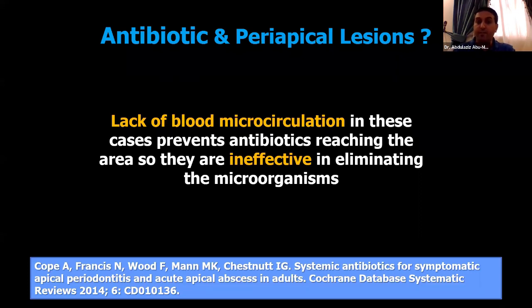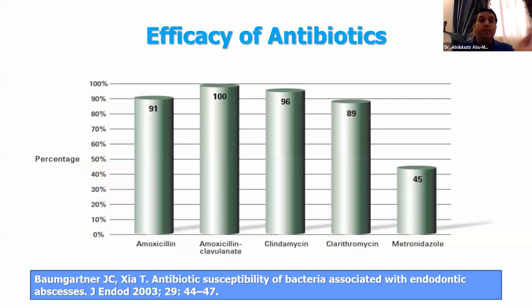This is a study by Baumgartner of many of the antibiotics used, specifically antibiotics related to endo. So the numbers on the bar, 91 and 100, are the percentages of how much each one of the antibiotics kills the bacteria. So the amoxicillin killed about 91%, amoxicillin clavulanic, which is Augmentin as a brand name, 100%, clindamycin 96%, clarithromycin 89%, and the least, which is the metronidazole.